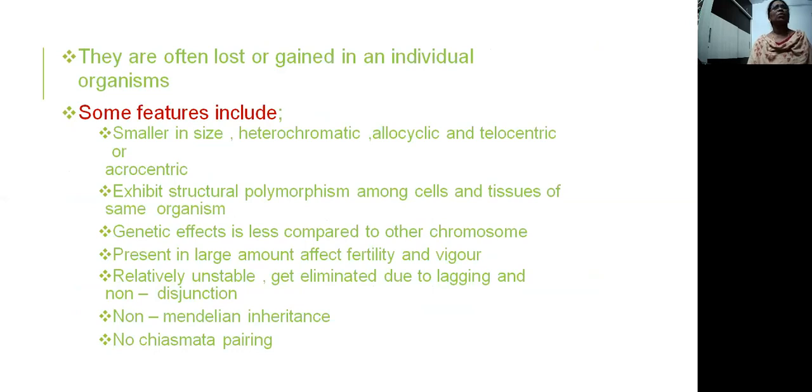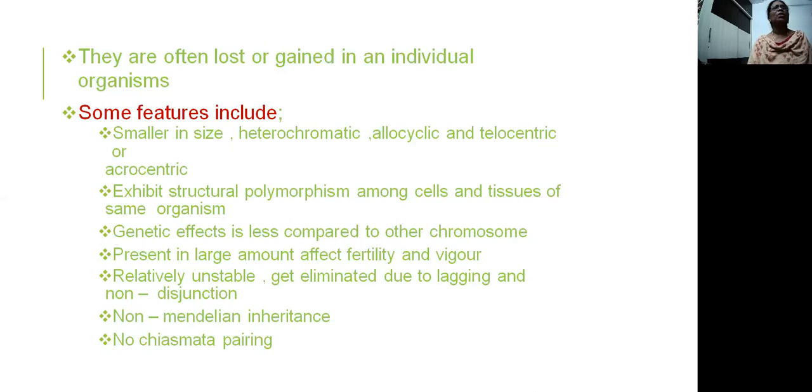There are some features, the characters of these B chromosomes. They are smaller in size, heterochromatic, allocyclic, and telocentric or acrocentric. They exhibit a structural polymorphism among cells and tissues of the same organism. So there is a change in the shape of the chromosomes in the cells and the tissues of the same organism. They may change in their shape also.